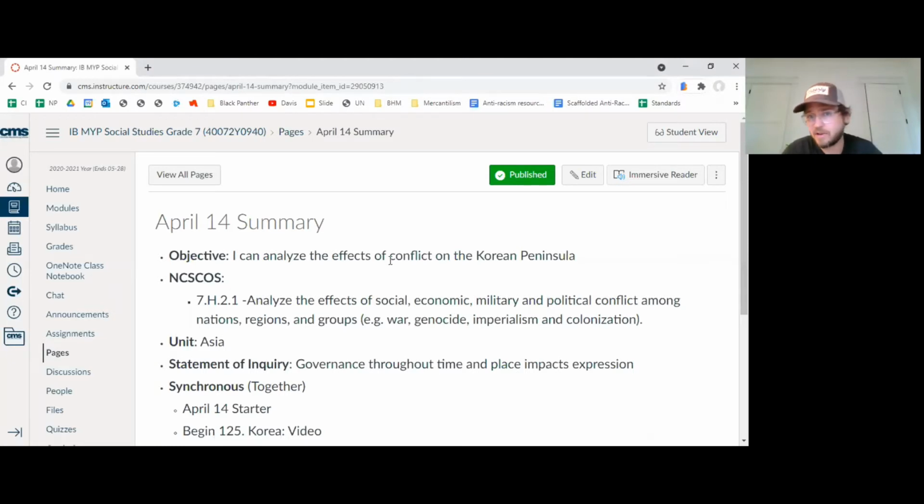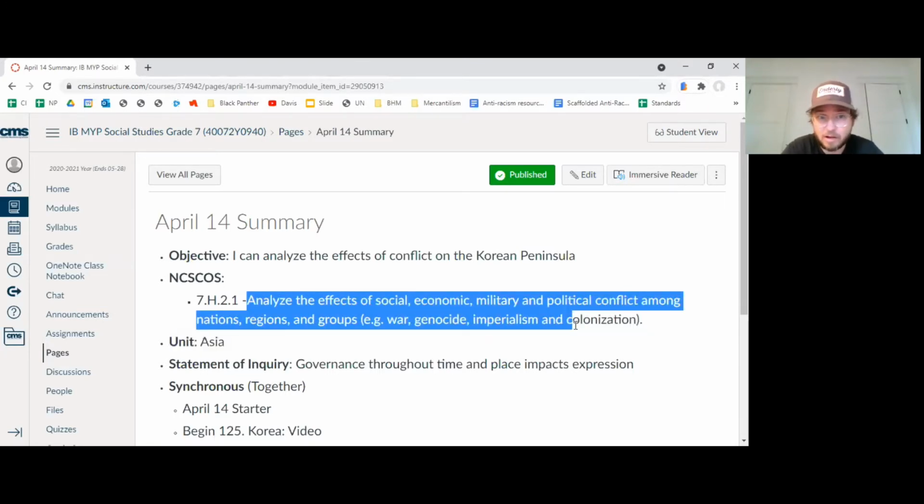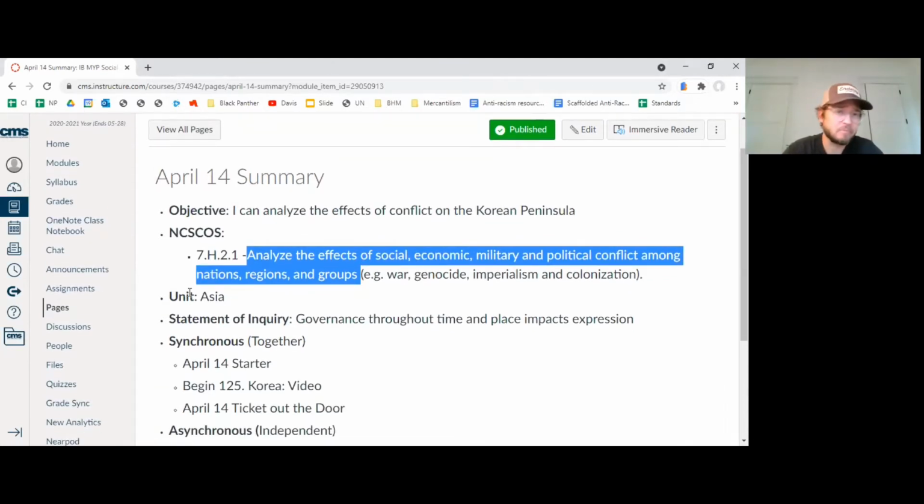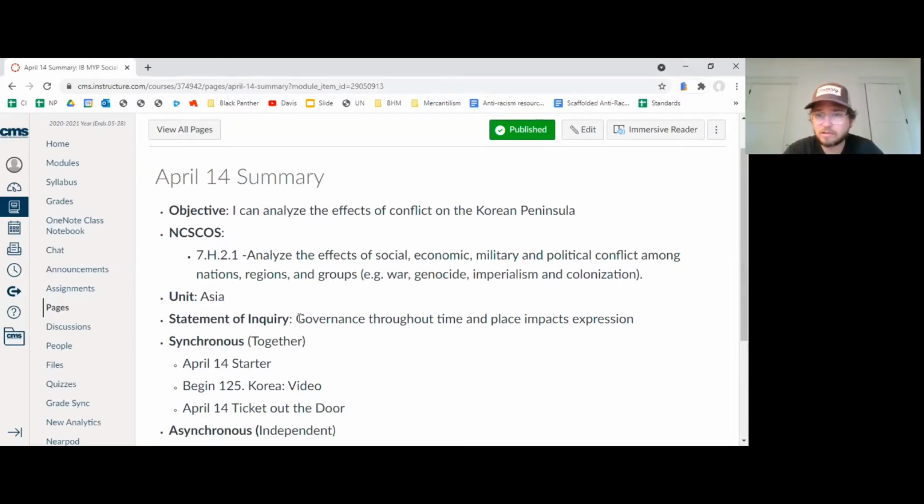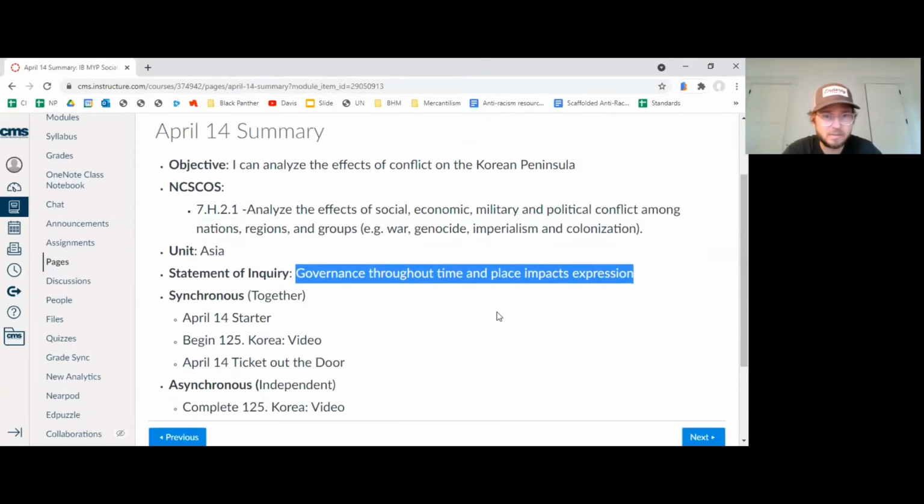So we're going to analyze the effects of conflict on the Korean Peninsula, which is very similar to the North Carolina Standard Course of Study: analyze the effects of social, economic, military, and political conflict among nations, regions, and groups. Okay, so we're going to try and break that down, analyze it, what was good about it, what was bad about it, what was the impact of it, the effects of it. Unit is Asia, governance throughout time and place, impacts expression is our statement.